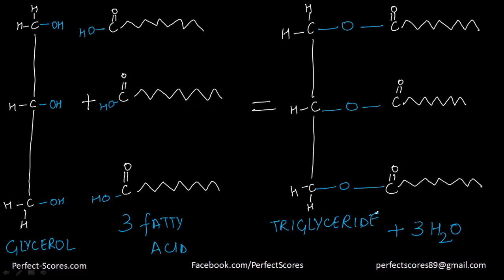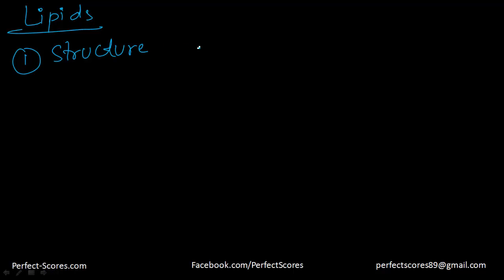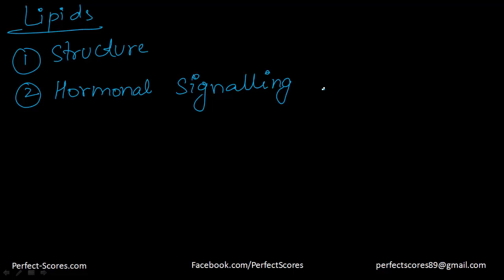Now, why do you think lipids are so important for a human being or for any animal? That is going to be the next focus. So we are going to state three very, very important functions of lipids. First thing, it is very useful to form the structure. So they are the main components of cell membranes when they are in the form of phospholipids. They help in hormonal signaling. So steroids especially are involved in hormonal signaling. For example, estrogen, progesterone and testosterone.